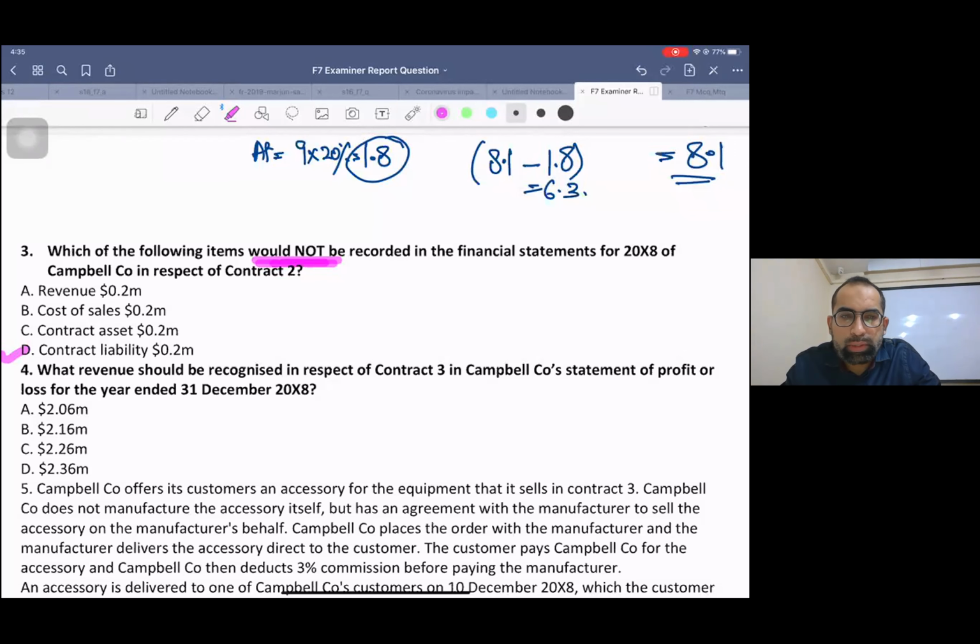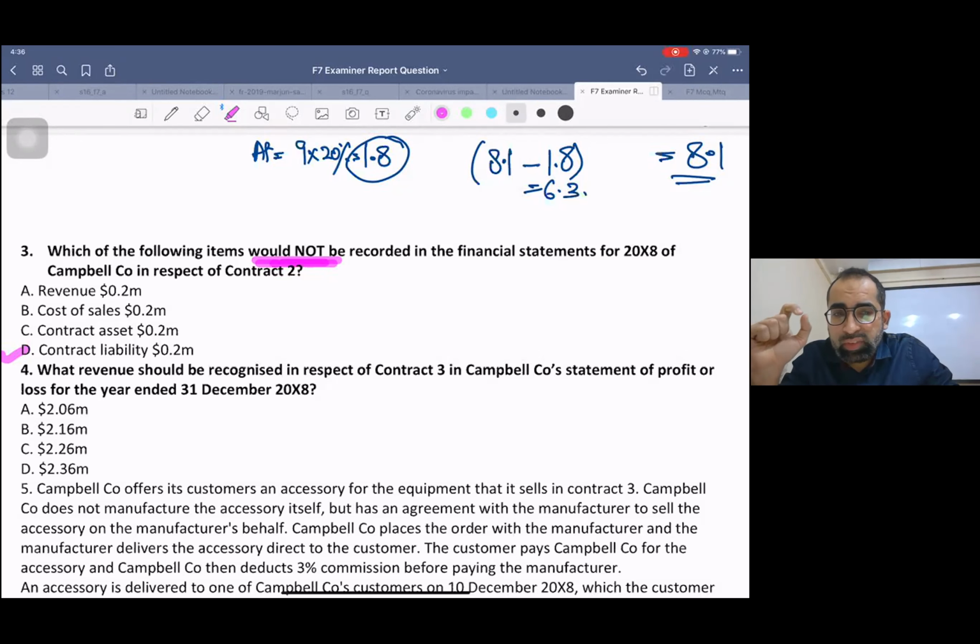Now, question number 4. If the amount is not recoverable, then you can't book the revenue. It's not allowed. Only cost. And then you will be in loss. Listen. Now look at me.